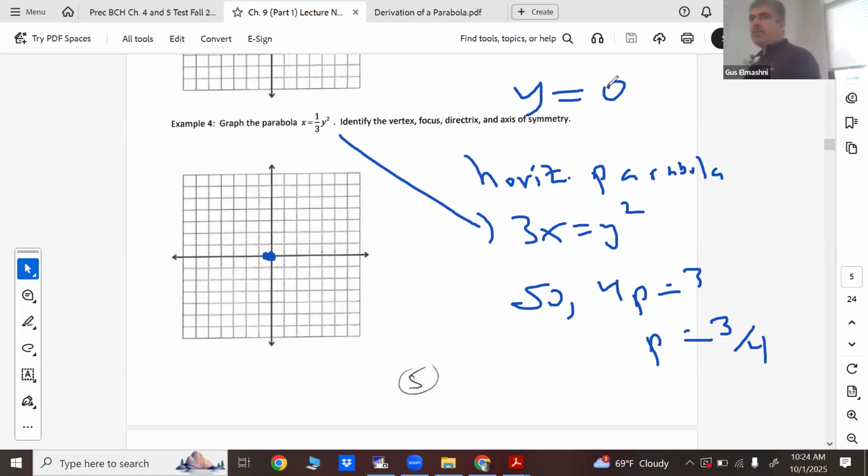Try to see what makes that a perfect square. So 3 times 3 is 9, so that would be a perfect square. So I have 3.